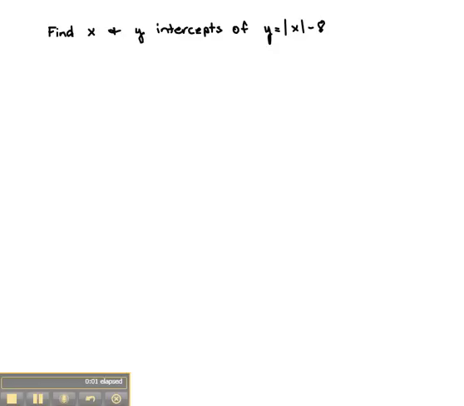Alright, this question says, find the x and the y intercepts of this equation, y equals the absolute value of x minus 8. Now, the question probably coming up is not fully understanding what absolute value means. And you have to remember that absolute value is really nothing more than the distance from 0.